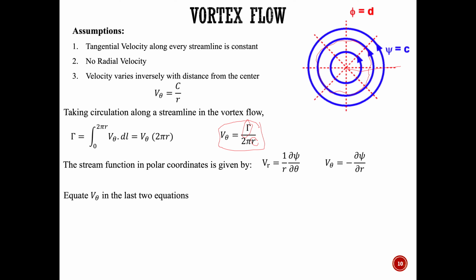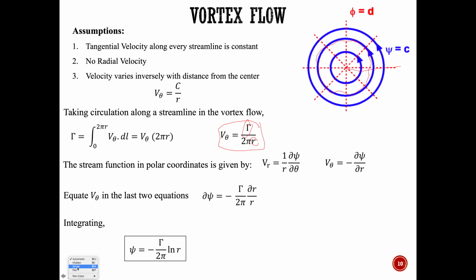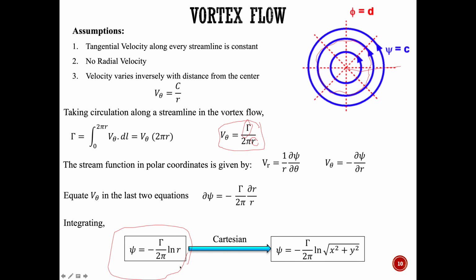Okay, so ultimately, when you find the stream function for a vortex flow, it's going to be minus gamma divided by 2 pi times the natural log of r. So here it's in polar coordinates. Now let's convert that to Cartesian coordinates, where ln of r is the natural log of the square root of x squared plus y squared. You can draw a vortex flow field, and you can simulate that on your computer, which is pretty cool.